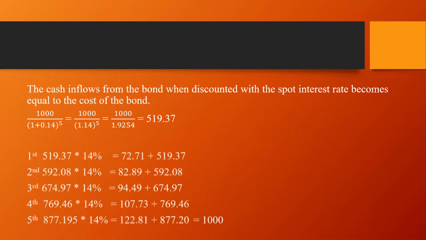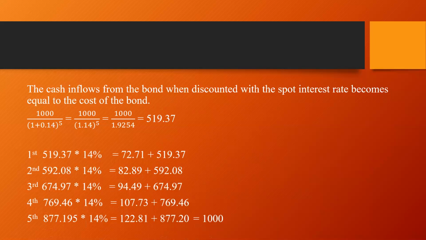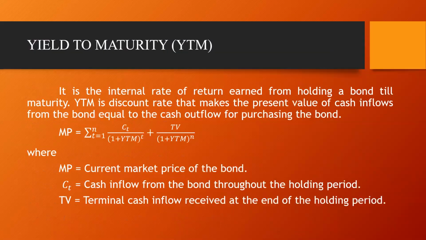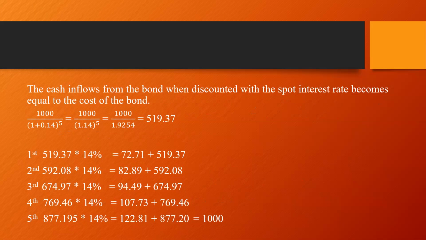The calculation that I show next is not necessary for your examination. I'm just showing the calculation in the hope that you will be able to grasp the concept better, so you can understand the sentence which is given above. In the first year, the company owes me 519.37, which is the investment that I made to purchase that bond. And in the first year, I'm assuming that I'll get an interest of 14%, which is the spot interest rate. So the company owes me 519.37 plus interest of 14%, which is 72.71.